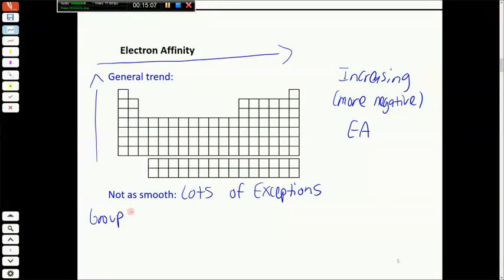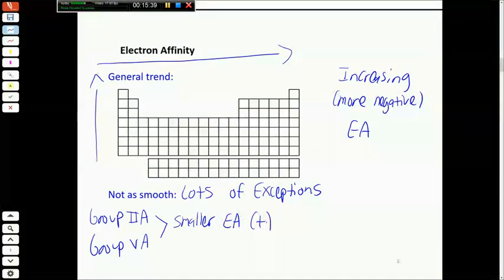So if you're going to group 2A, which is again the main group, the second column here in the periodic table, which has an S2 configuration, or if you're talking about group 5A, those two, again, they have stable configurations. Group 5A is this column here, which has a P3 configuration, half filled. Those tend to have, in this case, smaller electron affinity than you would expect. In many cases, they're even positive.